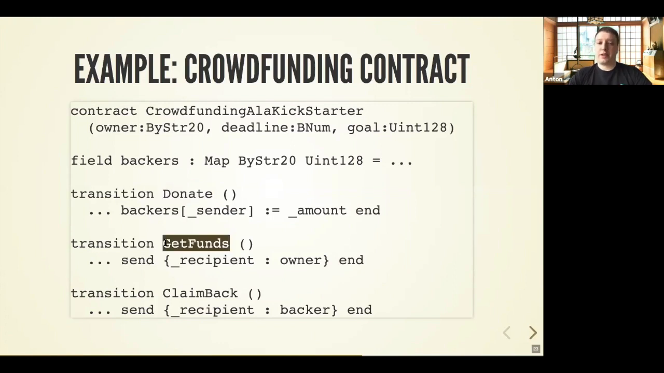Now we have the so-called get funds transition, which lets the owner of the contract withdraw money. And also we have some preconditions, like it must be past the deadline and the goal must be met. Otherwise, they're not allowed to withdraw money. And so this send statement, I skipped a bunch of message fields from here, but it lets the owner be the recipient. And then the amount will be all the money accumulated in the contract.